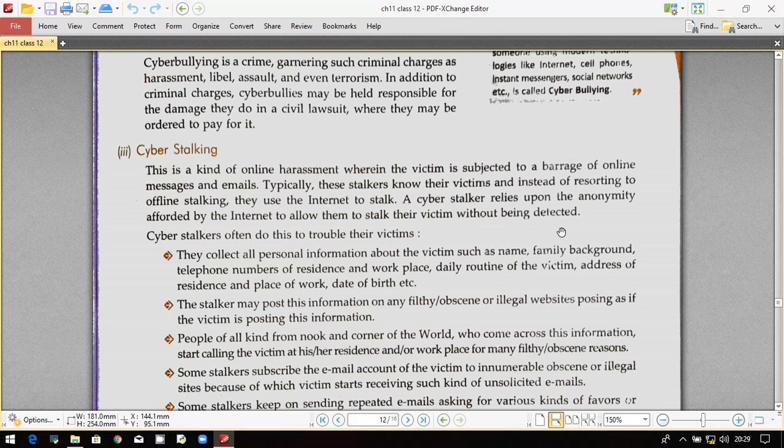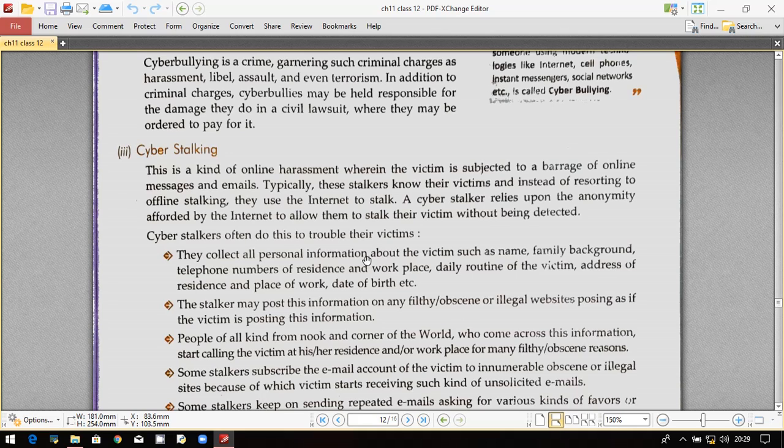And these people who are actually stalking them, they are getting to know the habits of their interest. Okay, so what are the different types of websites and payment interfaces which they are using? So all these things they are having a look over. Okay, so that is cyber stalking. Okay, so the cyber stalker often does this to trouble their victims.